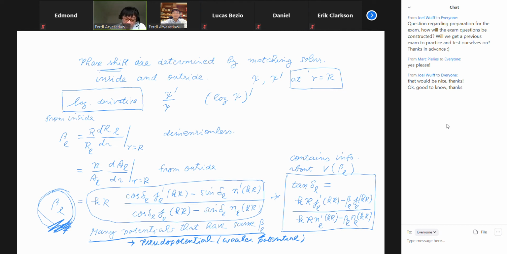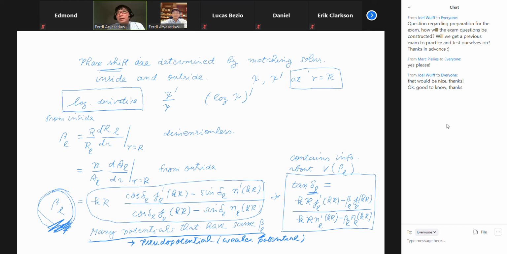And from this matching, we can then determine the phase shifts, delta L. And if we know the phase shifts, then we know the scattering amplitude, which is the main quantity we want to know in scattering theory, because that tells us what the scattering wave function looks like. Okay, so this is an exact way of determining the scattering wave function.